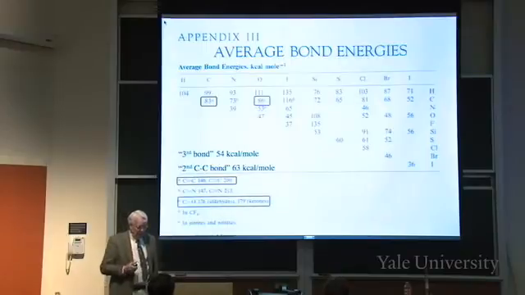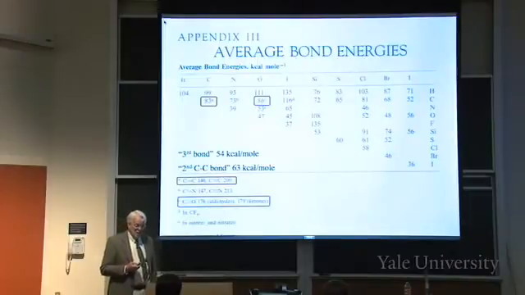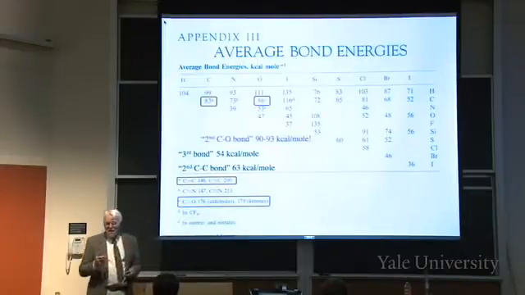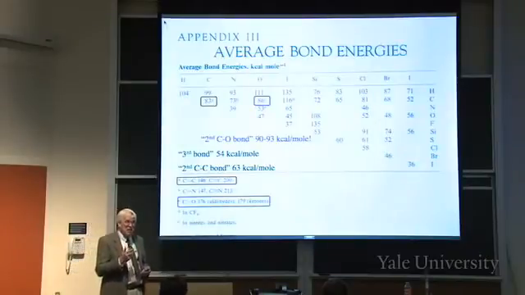Okay? And in C double bond O, it's about the same as CC. So CO is 86. But the double bond, notice, is different in this case. Now the second bond is stronger than the first. So the carbonyl group is an especially stable group.